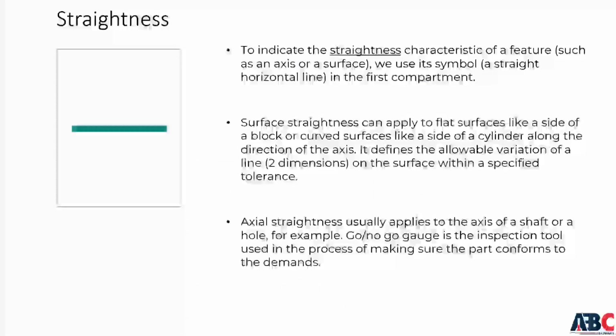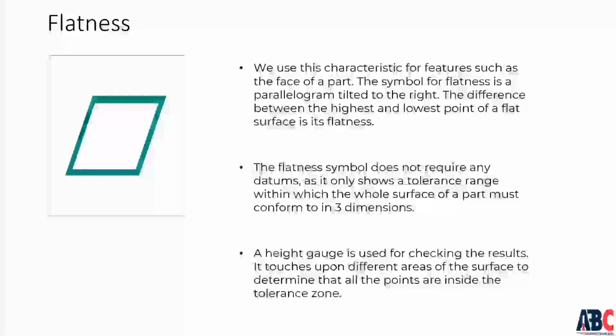This comes under form controls. Straightness. Surface straightness can apply to flat surfaces like a side of a block or curved surfaces like a side of a cylinder along the direction of the axis. Next is flatness. We use this characteristic for features such as the face of a part. The symbol for flatness is a parallelogram tilted to the right.